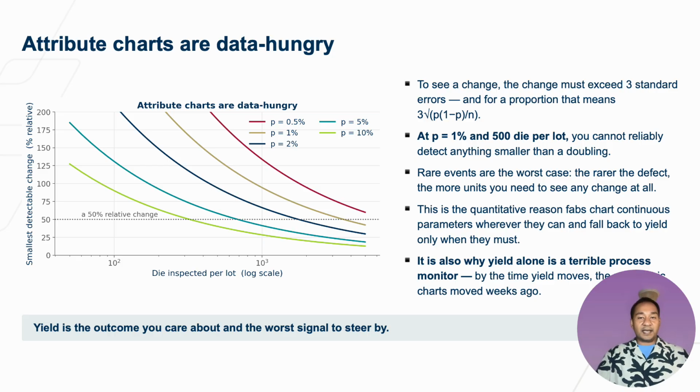And it gets worse as defects get rarer, which is precisely the regime a good fab operates in. The rarer the event, the more units you need to see any change at all. This is a quantitative reason fabs chart continuous parameters when they can and fall back to yield only when they must. Yield is the outcome you care about and one of the worst signals to steer by. By the time yield moves, the parametric charts moved weeks ago.